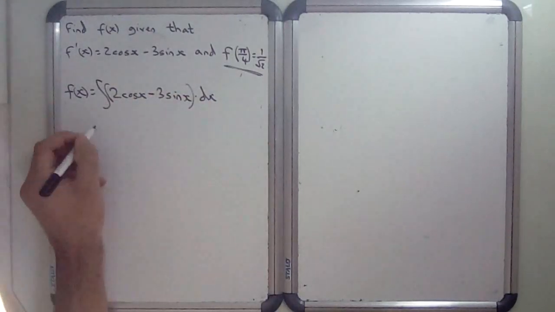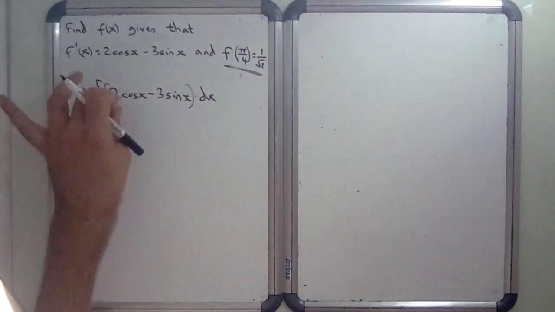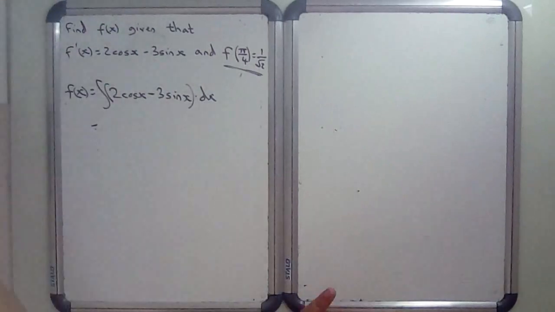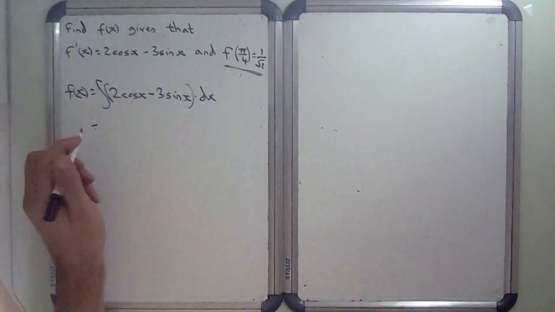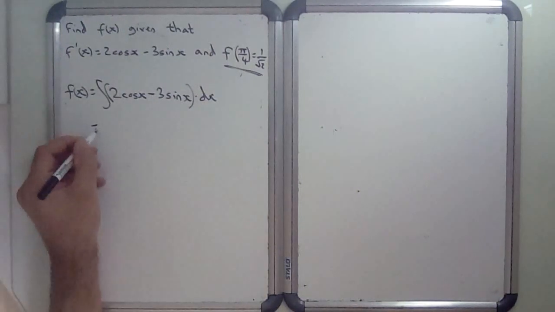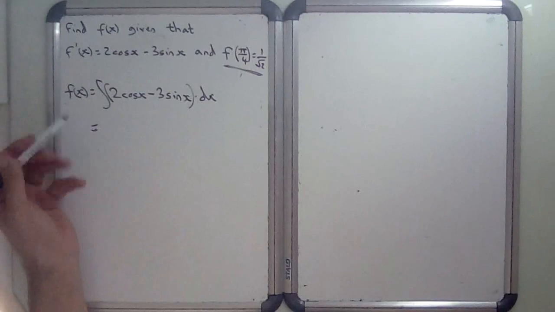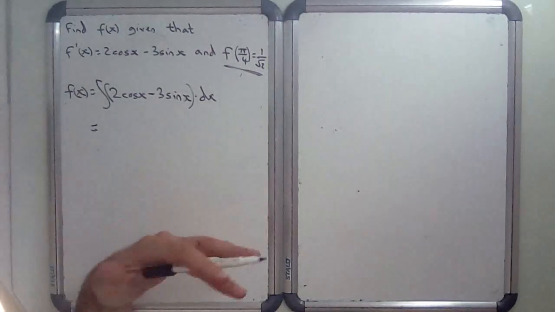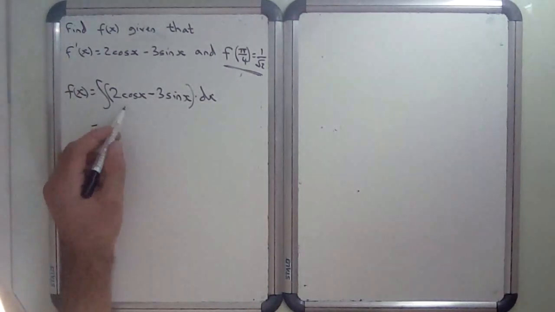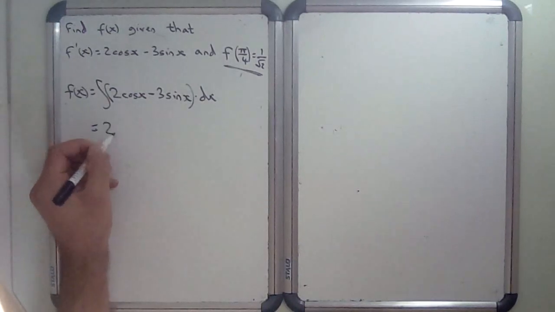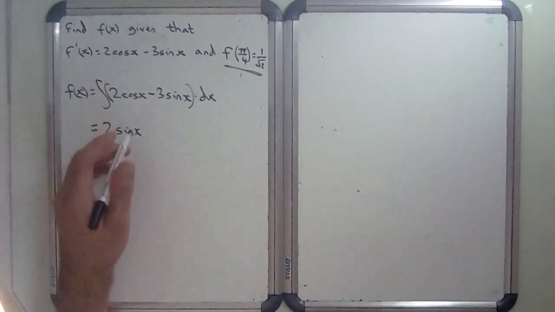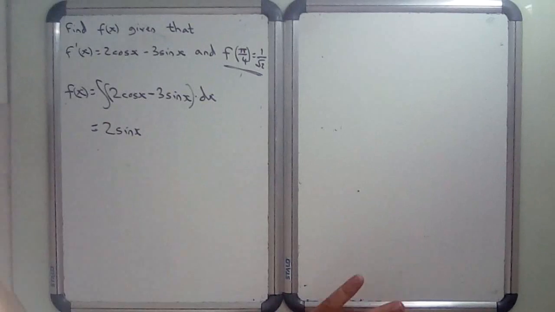So let's do that. We can do them separately. We can ignore the constants, the 2 and the minus 3, and ask what would differentiate to cos x? Sine x differentiates to cos x, so cos x must integrate to sine x. So 2 cos x is going to integrate to 2 sine x. And then you've got minus 3 sine x.